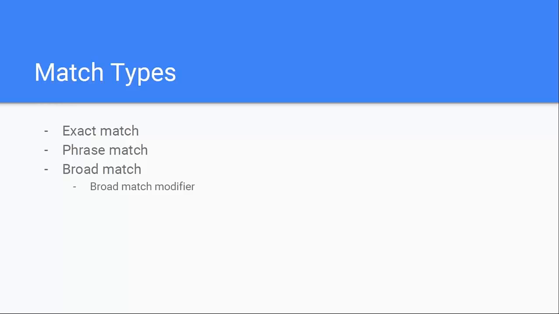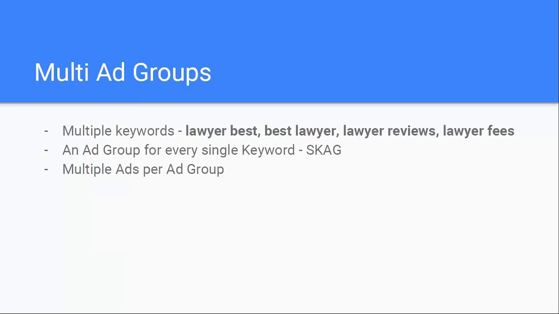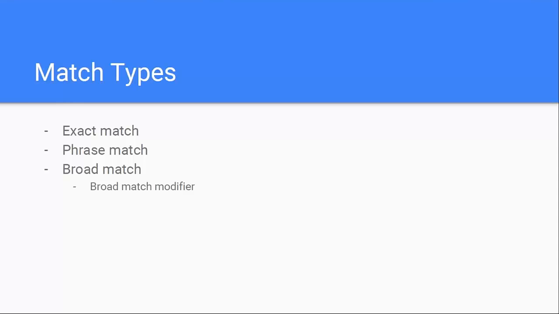All right. This brings me to a new concept. I'll just recap where we are. We have single keyword ad groups right now, with multiple ads per ad group. I'll now introduce the concept of match types. So far, we have not discussed anything about match types. In Google, there are three main match types and one extra match type. These are exact, phrase, broad, and broad match modifier.